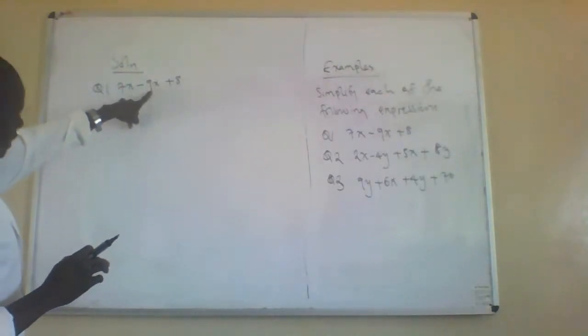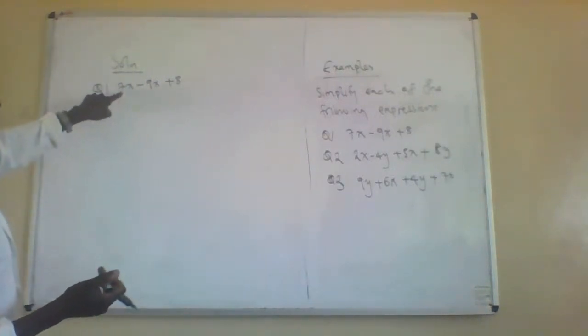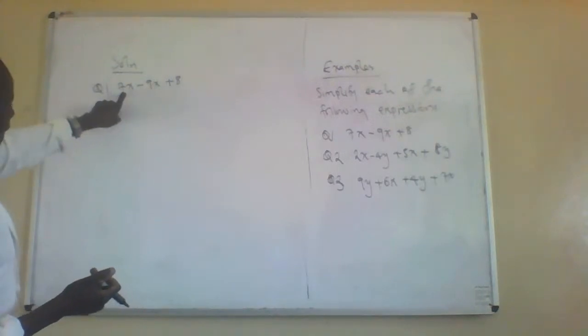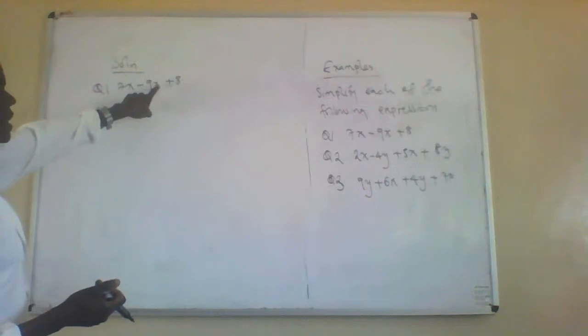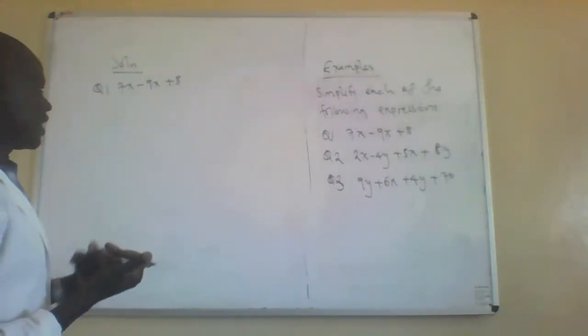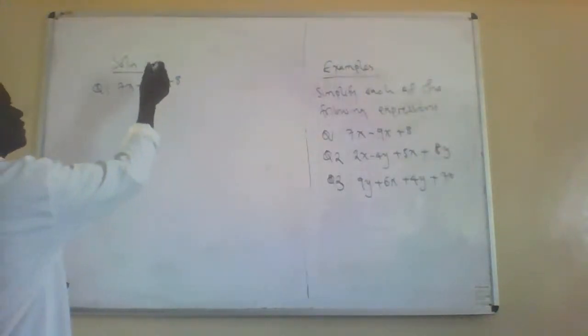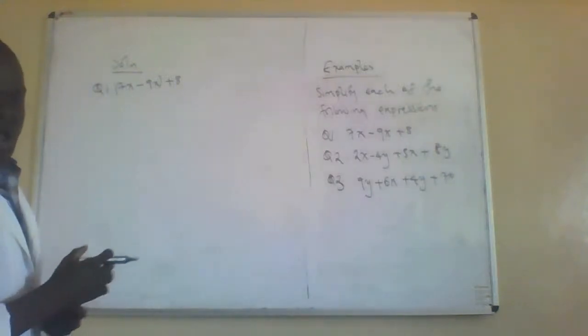We're going to deal with these terms that are alike, because this one has a coefficient as well as a variable, the power 1. This one also has a coefficient and the variable, which is a power 1. This one is a constant, it does not have the variable. Therefore, these terms are the ones that are like that we're going to add.